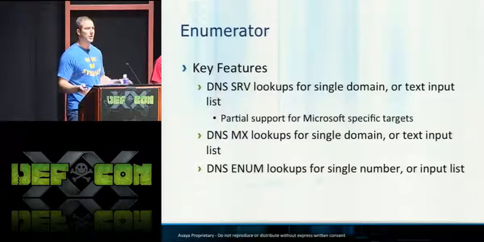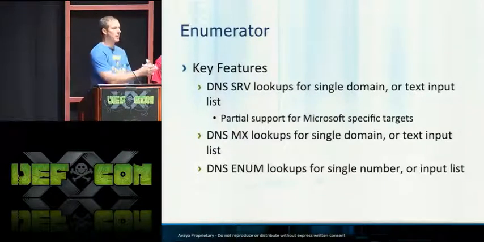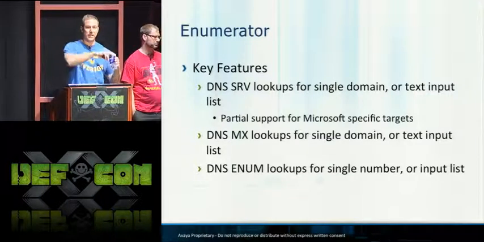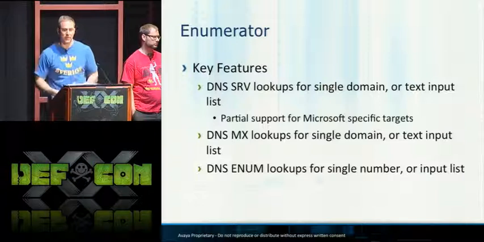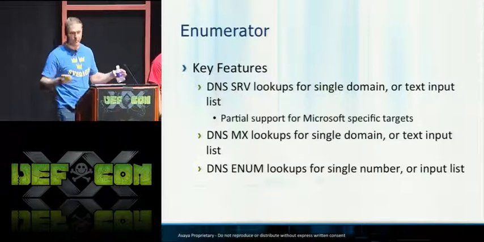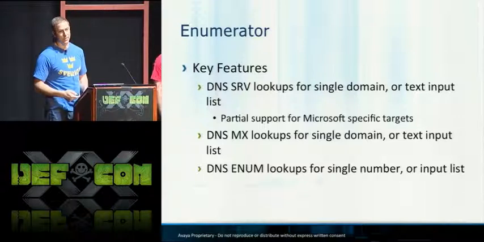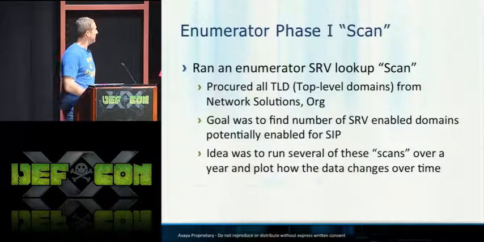It also supports MX record lookups because we wanted to compare SRV to MX and plot this over time and see how SRV was catching up with MX records as far as for all top-level domains. So that was a part of the experiment. And we support ENUM in Enumerator. That was one of the things that we were initially looking at.